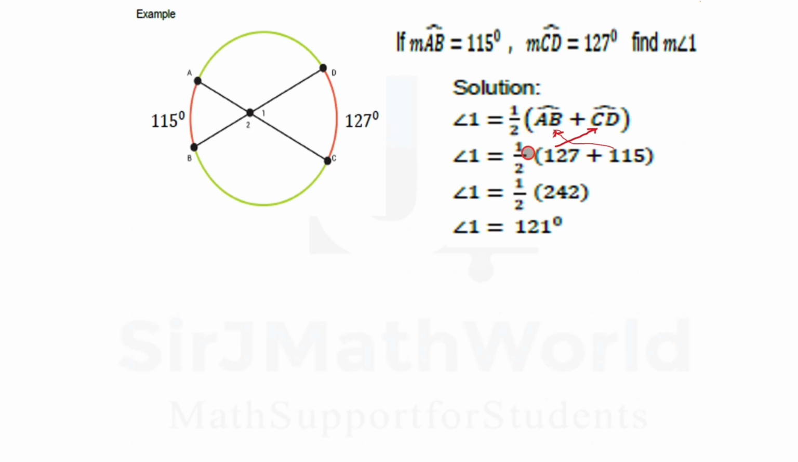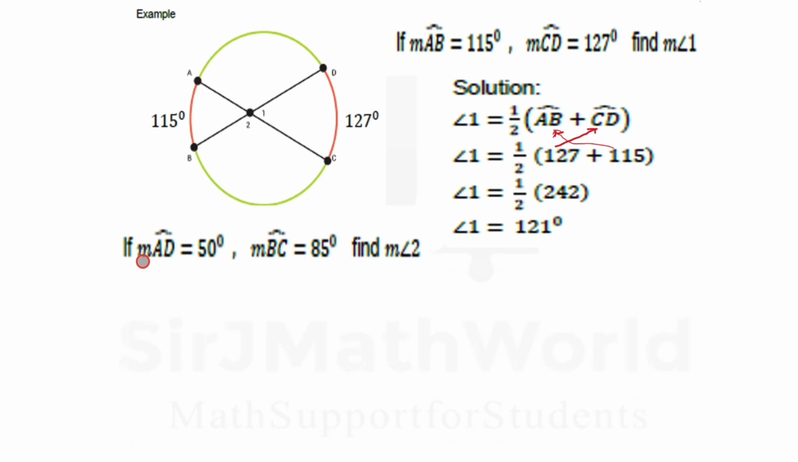So, in this case, yung arc AB natin is equal to 115. So, nagkapalit lang sila ng position. That is 115. Then, yung CD is 127. So, i-add natin yung 115 at saka 127. So, magkakaroon tayo ng 242. Then, multiply natin sa 1/2 or divide natin sa 2. Magkakaroon tayo dito ng 121 as the measure of the angle 1. So, 121 degrees. Itong sa likod niya is 121 degrees also, kasi sila ay vertical angle.